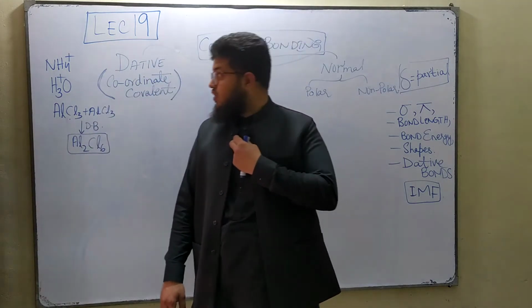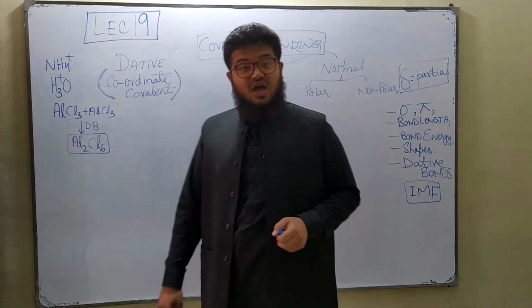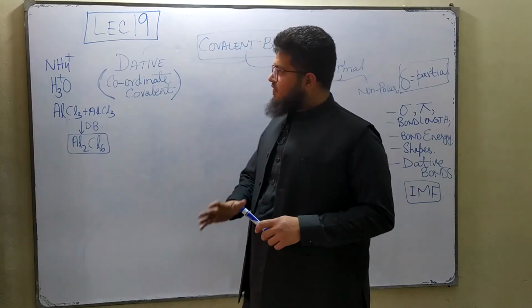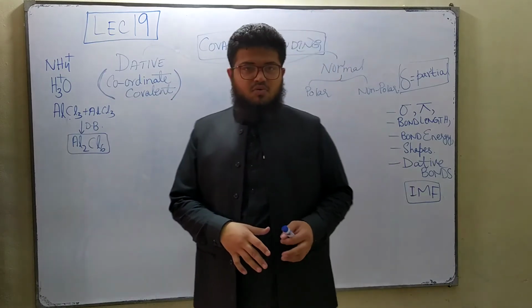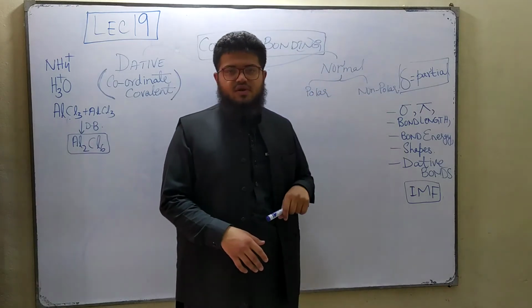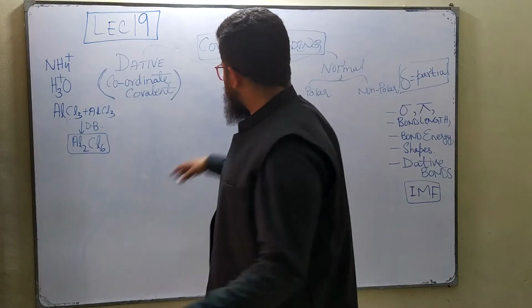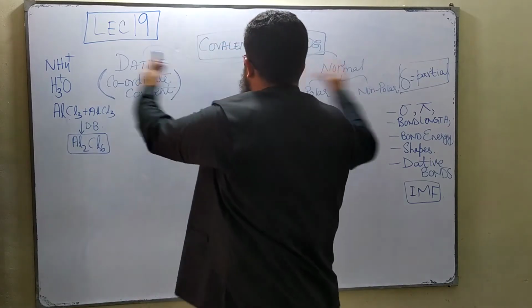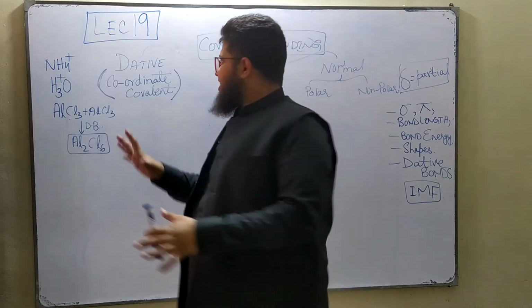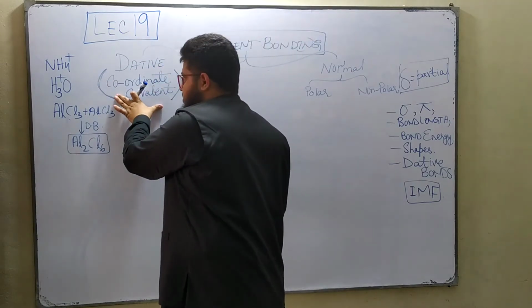Okay, so now in this video we are going to talk about a special type of covalent bonding known as the dative bonding. We've talked about polar and non-polar covalent bonds under the heading of normal covalent bonding. Okay, so a quick recap. Covalent bonding is of two major types: normal covalent and dative covalent. Dative bonds are also known as coordinate covalent bonds.